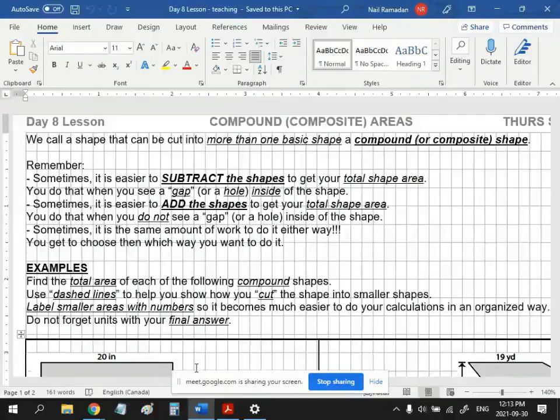2 days ago, we did what we just did. What did we do? No, after. We did areas. Today we do what? What's the word before areas here? Compound or composite. What does it mean to have a compound area or a composite area? It means an area made up of other areas. So something you can actually cut up into smaller areas.